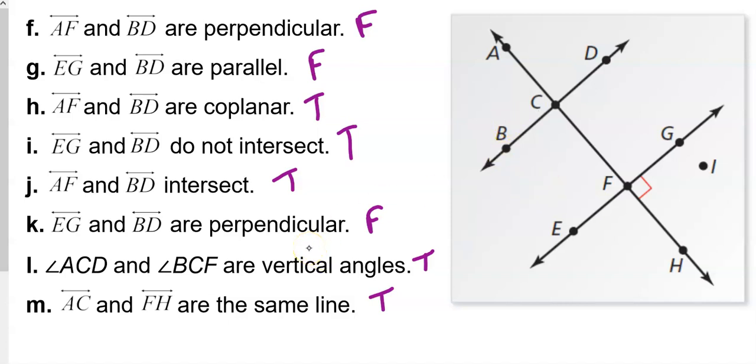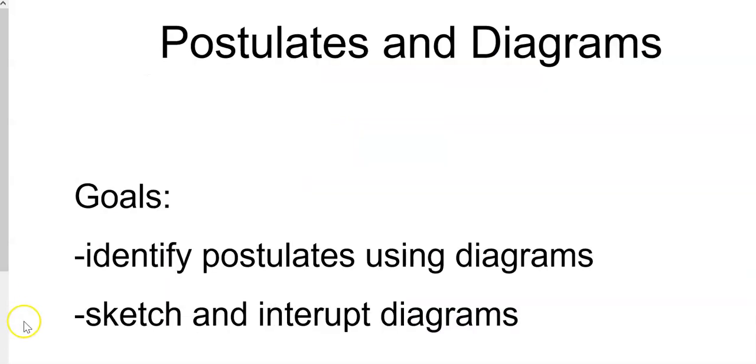Then we have a set of vertical angles. That is something you can get from straight lines, so yes, that is true. And AC and FH are the same line, also true. Okay, so let's actually talk about what section 2-3 is about, postulates and diagrams.